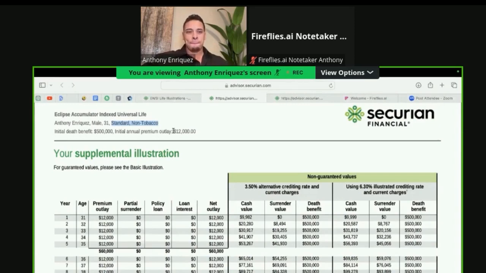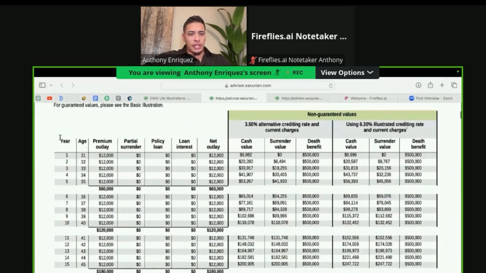So we're going to look at this policy here. As we can see, I have a $500,000 death benefit, and the premium outlay is going to be $12,000. Reading this from left to right, you're going to start off. This is just the policy years, and all these values that you see on screen are going to show the specific value at the end of the year's time frame, depending on what line you're looking at.